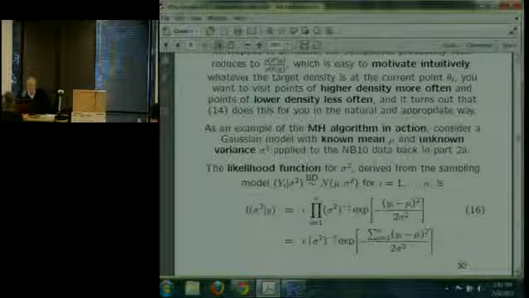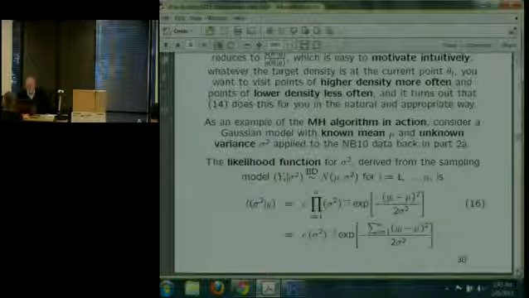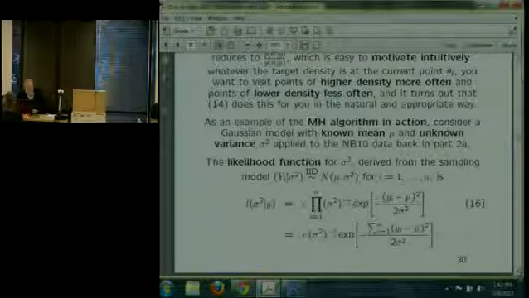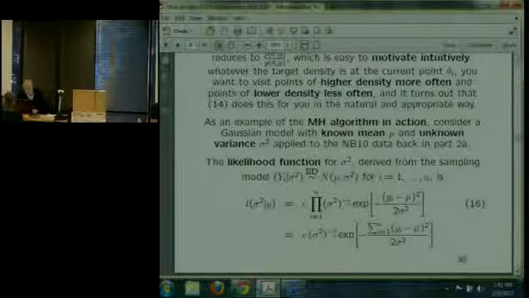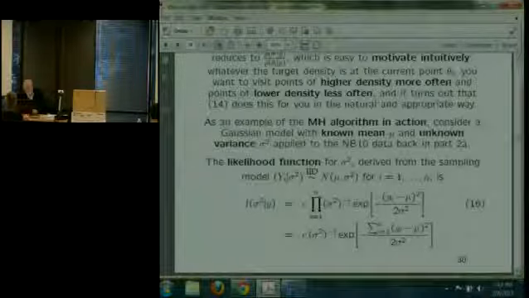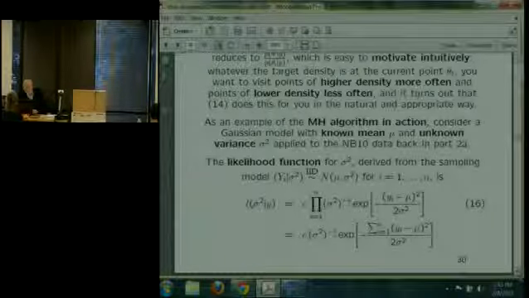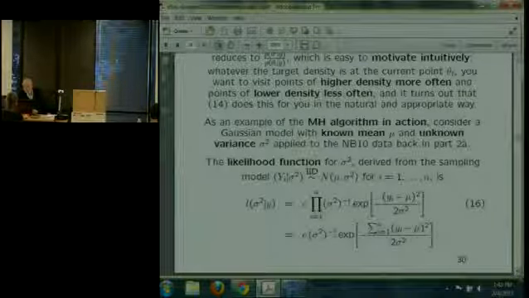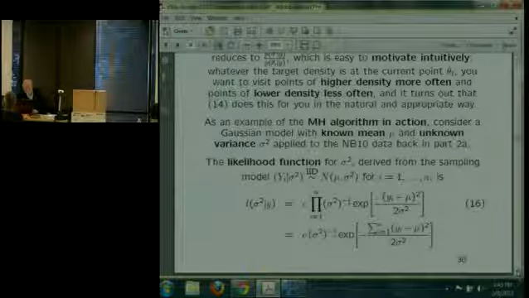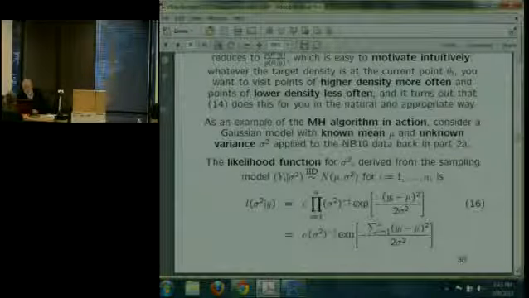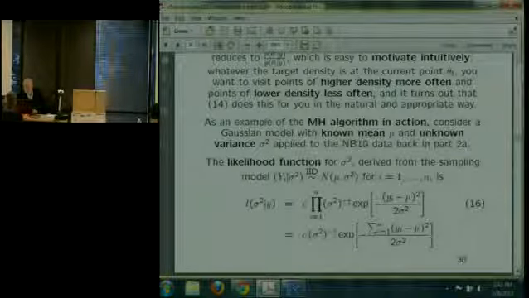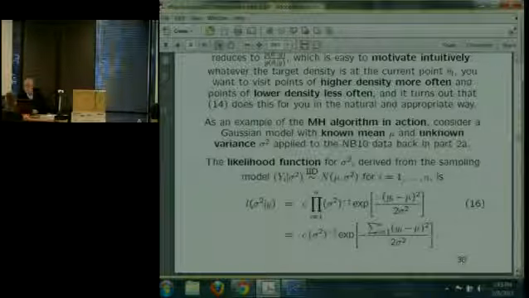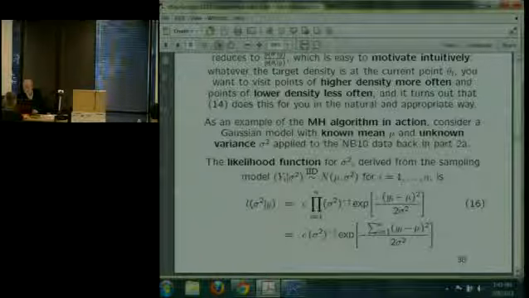So here's going to be an example of Metropolis-Hastings in action. We talked about the NB10 data. We were using Gaussian models for it, even though it didn't have an actual Gaussian form, and we'll improve on that this afternoon. Suppose you were working with a Gaussian model where you knew what the mean was, but you didn't know what the variance was. Then you can write out the likelihood function, and this is a lot like one of the problem set problems, I think it was from problem set 3.